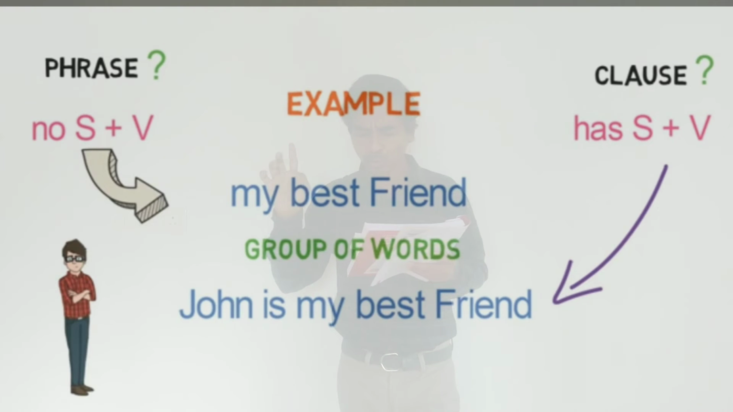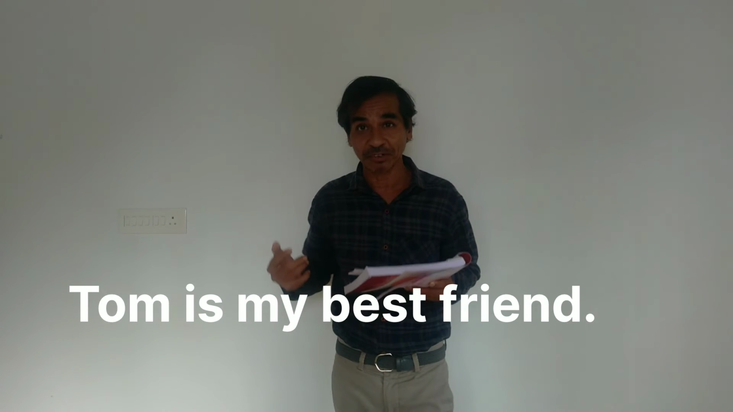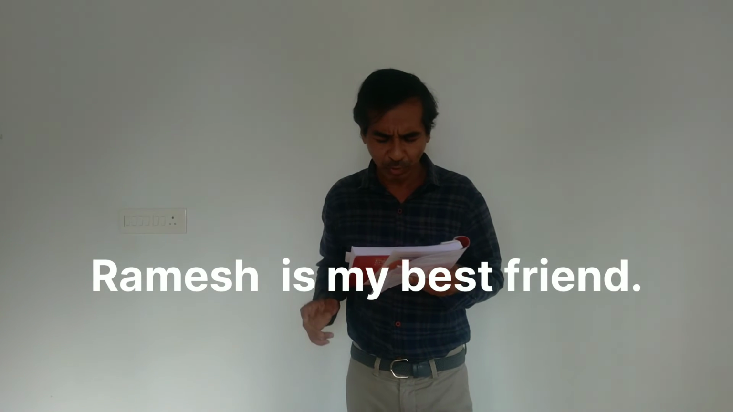Now we see here in these examples, my best friend. Phrase, no subject and no verb. My best friend, no subject, no verb. Clause. A clause has a subject and a verb. John is my best friend. Or Tom is my best friend. Or Ramesh is my best friend. So that's how it works.